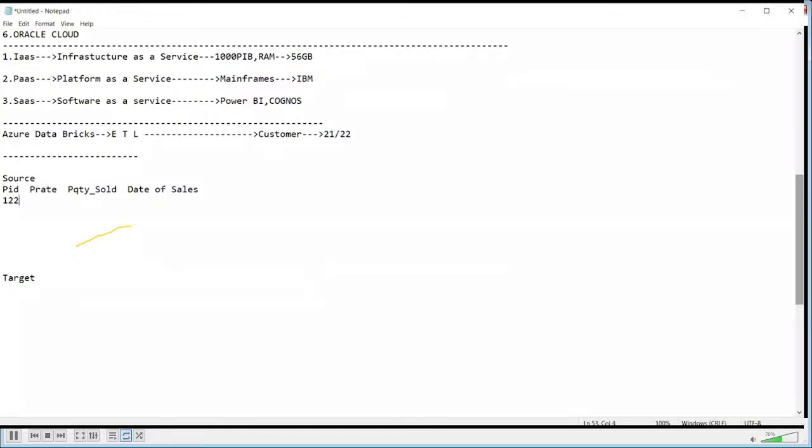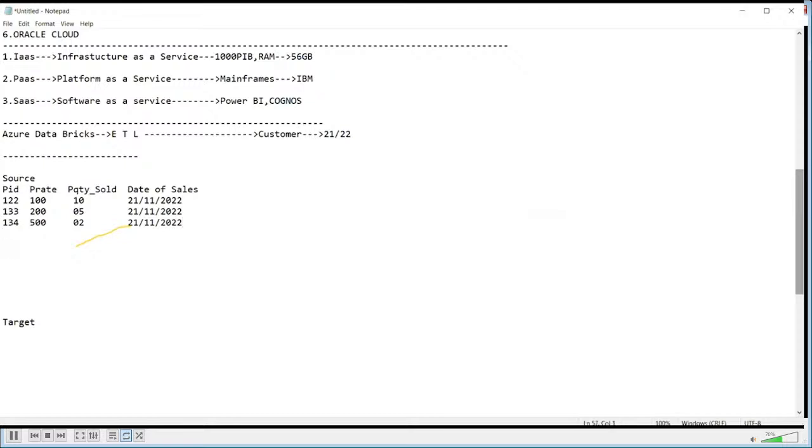Let us give the product ID something like this. Product rate, let us give it as 100 rupees, and the quantity sold is 10. Then you have a date of sales, which is 21/11/2022. Then another product, where the rate is 200 and the quantity sold is 05, with date 21/11/2022. And then I have one more with 500, and again 21/11/2022. Now, guys, this is the data we have.